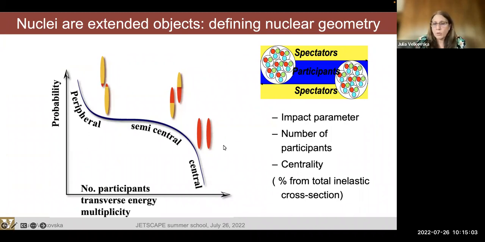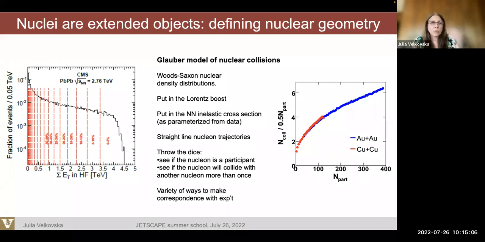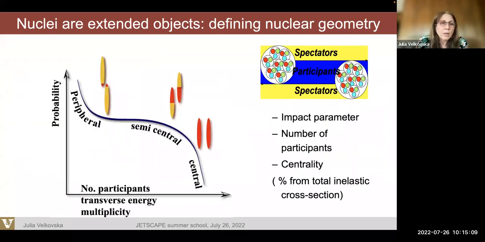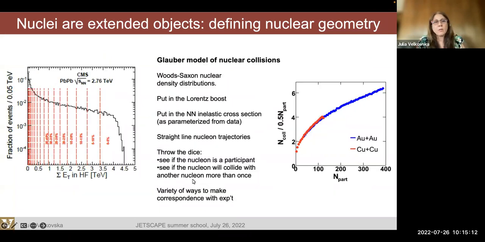And looking at such distributions, they are proportional to multiplicity in the collisions, and we can use the final state multiplicity, for example, or transverse energy to define the centrality of the collision. Here, I give you an example of how this is defined in the CMS experiment based on the transverse energy. You slice the distribution into percentiles of the total inelastic cross section. And these are the numbers that we see as percentile centralities.